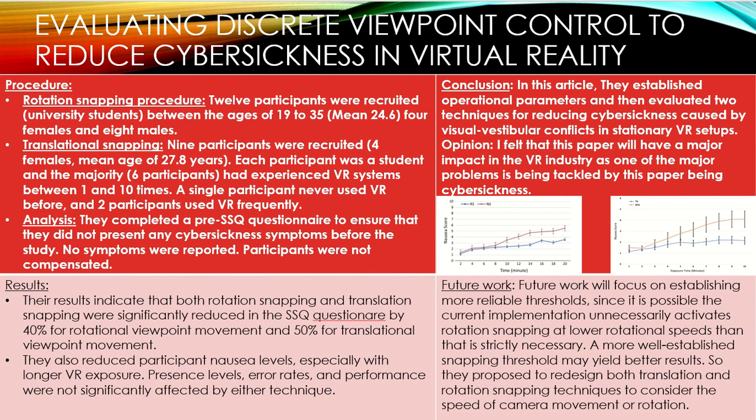The procedure that they followed in rotational snapping was that 12 participants were recruited, university students between the ages of 19 to 35. 4 students were female and 8 were male. In translational snapping, 9 participants were recruited, 4 females and 5 males. Each participant was a student and the majority had experienced VR systems between 1 to 10 times. A single participant had never used VR before and 2 participants used VR very frequently.